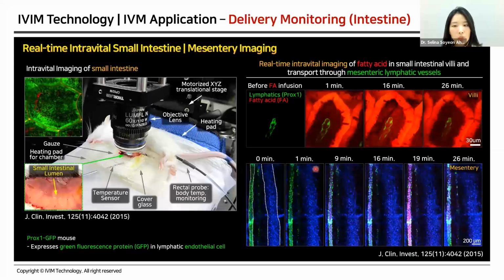So here we could visualize that the red fatty acids are drained to the lymphatics over minutes after applying the materials to the intestinal lumen, and thereby we can validate the absorption and also the drug delivery efficiency of the target material to the intestinal villi over time.